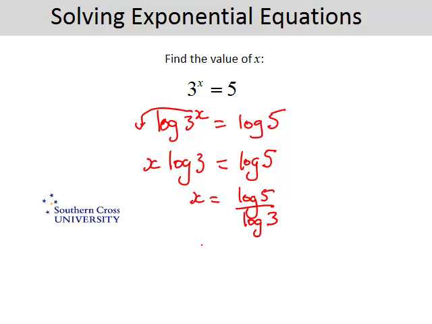Now that's a calculator exercise, and we won't do that in this video. All I'll say is that that gives 1.465 to 3 decimal places. And if you want to check the accuracy of whether you're right, go to your calculator, do 3 to the power of 1.465, and you should get an answer that's fairly close to 5.